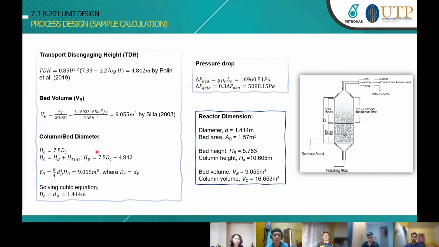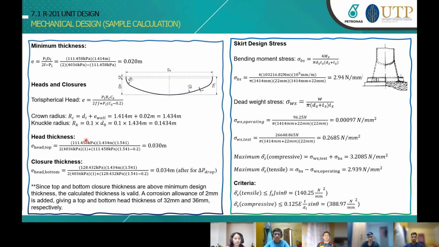Subsequently, the pressure drop across the bed and the distribution plate is also computed with the following correlations. As the computed pressure drop is less than 0.5 bar, the design is acceptable and practical. Next, the mechanical design computes the necessary parameters for supporting the reactor column. Based on the design temperature and pressure, the minimum thickness of the reactor wall is computed, which is 0.02 meters or 20 mm. Building on this, the head and closure thicknesses are computed.